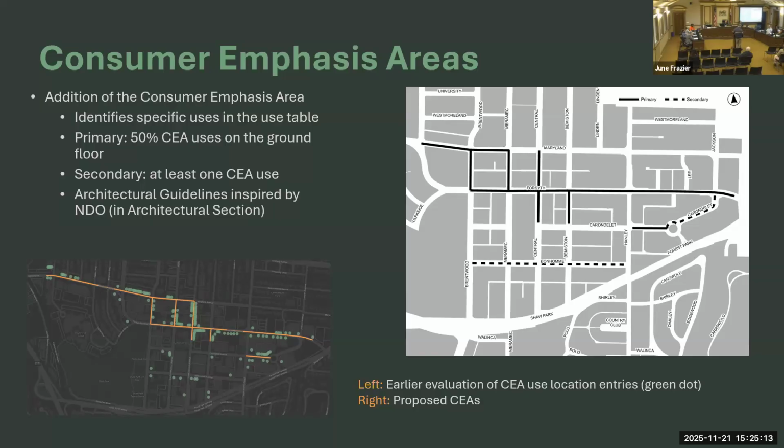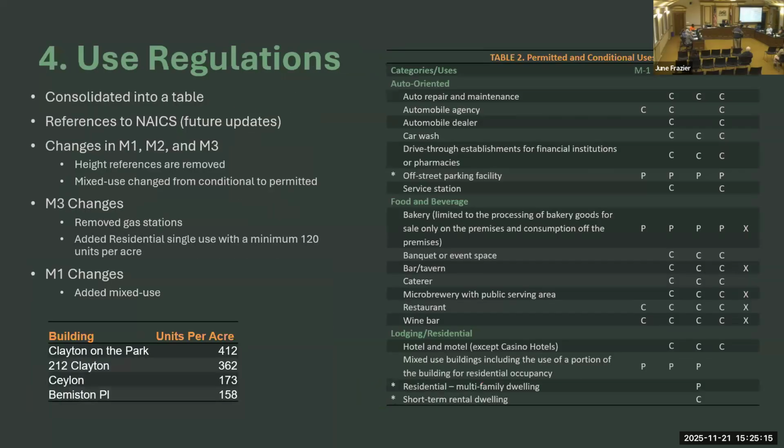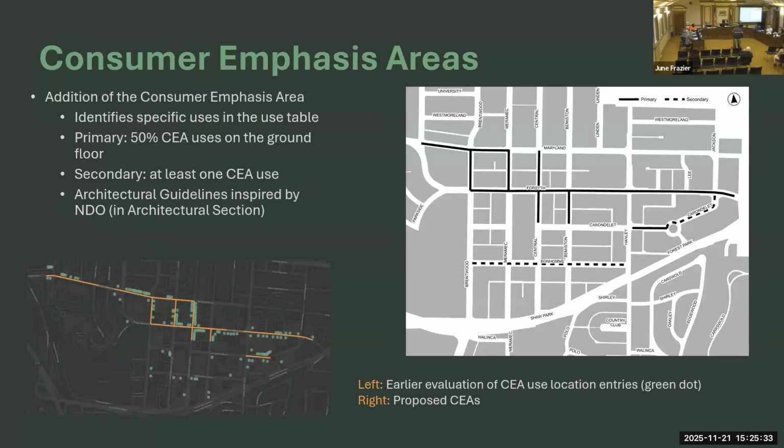We also call out, I'll go back a couple slides, if you look at that use table, this isn't the full use table, but on the very right of that table there's a column that says CEA, that's consumer emphasis area use. Those are the uses that we want to target in this area. So 50% of your frontage would need to be those uses, but you can do whatever you want with the other 50% of that space.